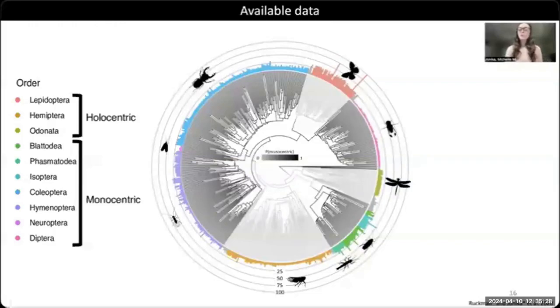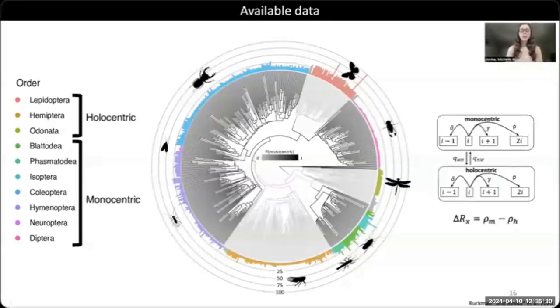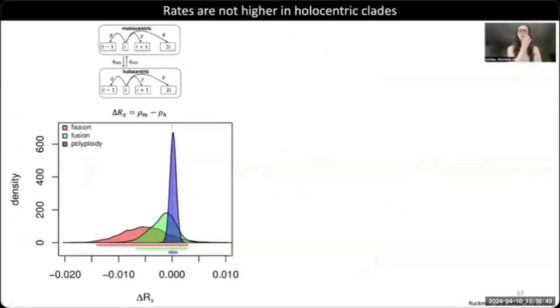And our model of chromosome number evolution that we're going to be using with our binary trait is pictured to the right of this plot. And our delta R statistic that we're going to use is monocentric minus holocentric for each rate. And therefore, if the rates are positive, we expect that monocentric clades are evolving faster, while if the rates are negative, we expect that holocentric rates are evolving faster. So what happens when we dig into the data for this?